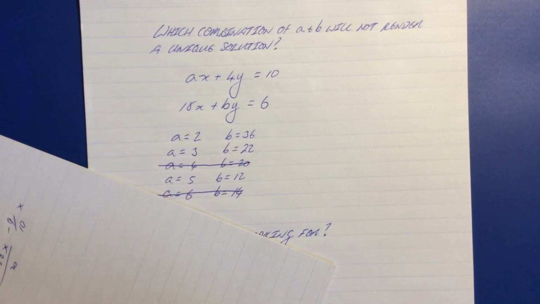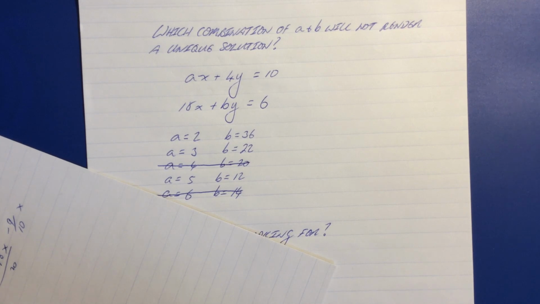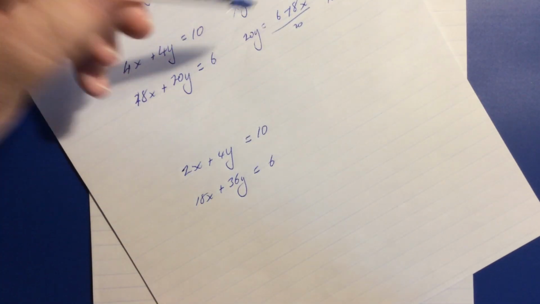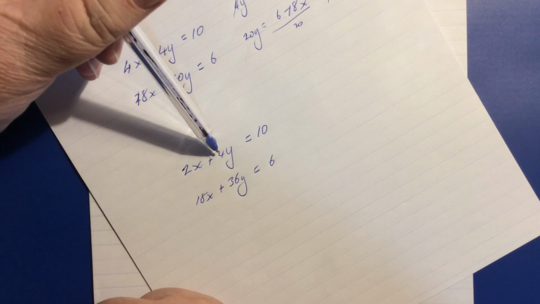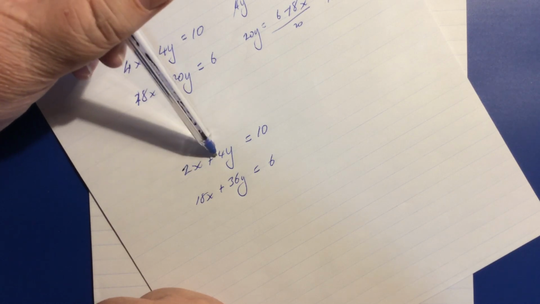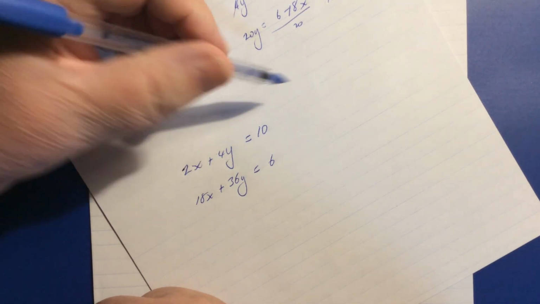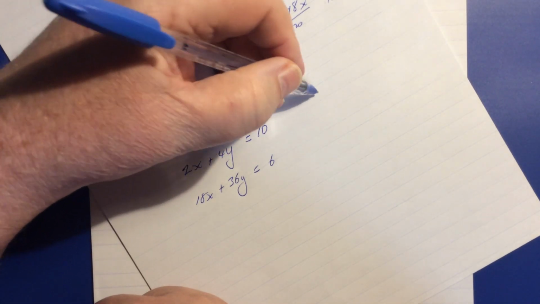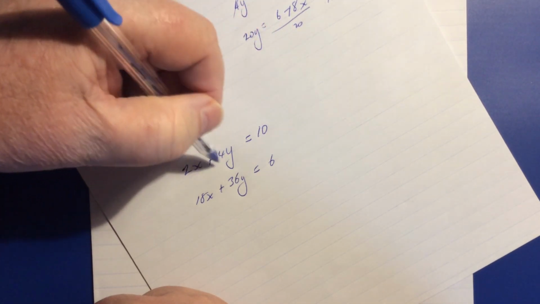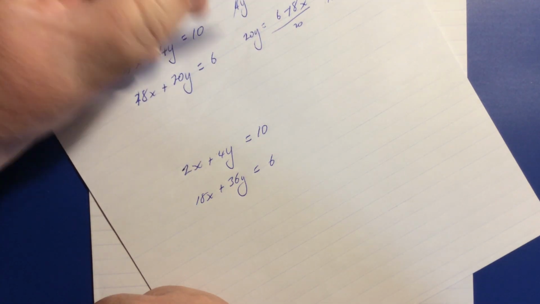So I'm going to move on to this one, just for the sake of brevity, and see what we get here. 2x plus 4y equals 10, and 18x plus 36y equals 6. Now this looks promising, because if I look at 2 divided by 4 and 18 divided by 36, I think I'm onto something here. So just let me manipulate this a tiny bit.